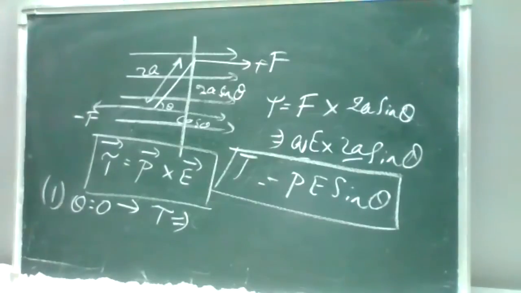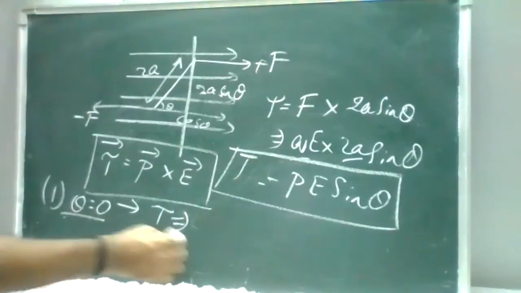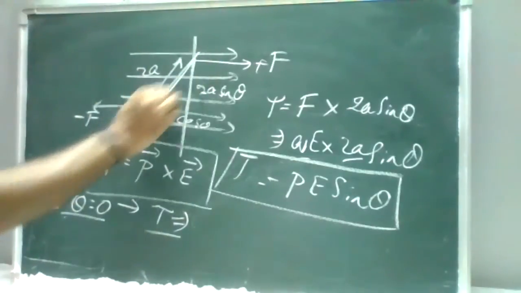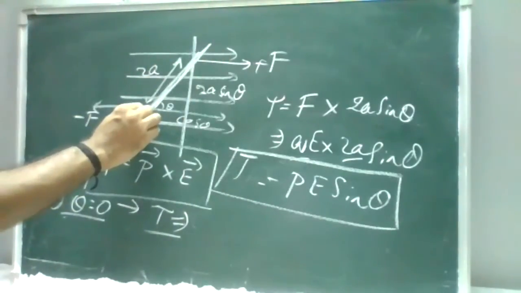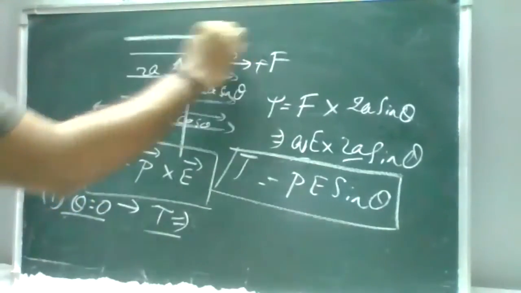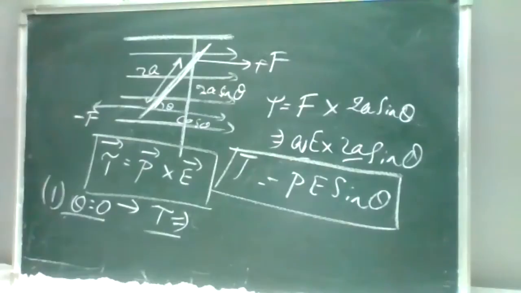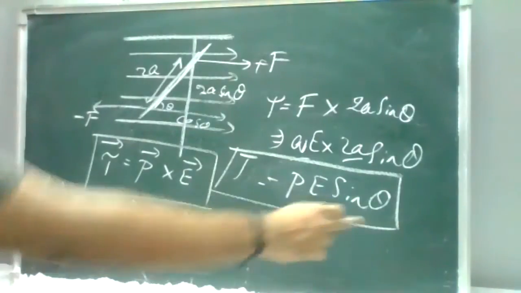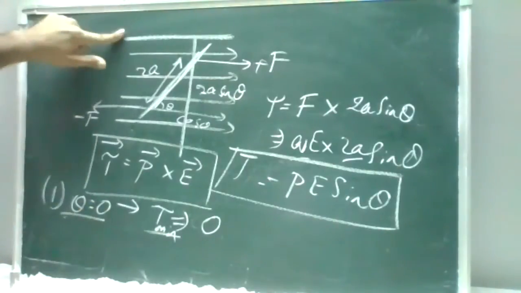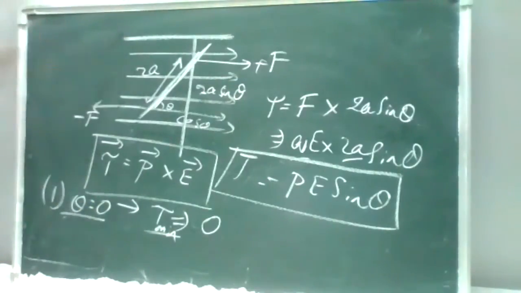Theta is 0. That means if theta is 0, what will the torque be? Suppose theta becomes 0, then the dipole will be parallel to the electric field. If the dipole is parallel to the electric field, it is sin 0. What is the value of sin 0? It is 0. So then torque is minimum. Remember, torque is minimum when theta is equal to 0 degrees, that means the electric field and the dipole are parallel to each other.